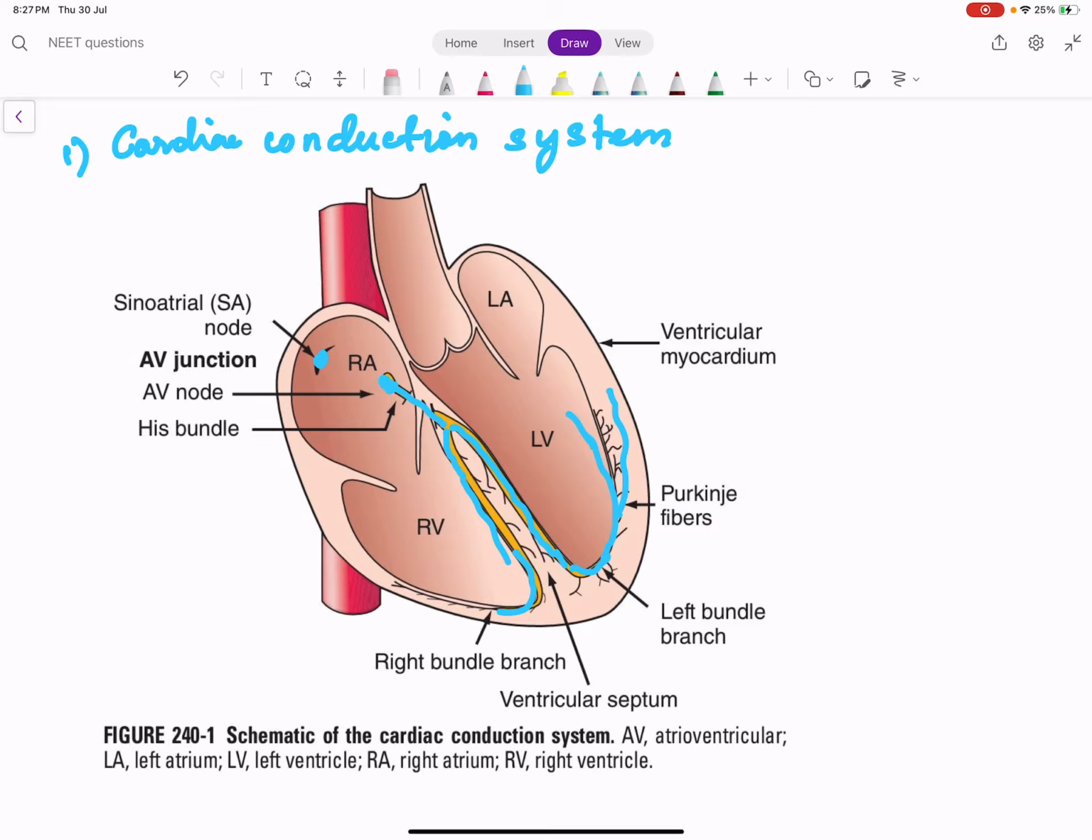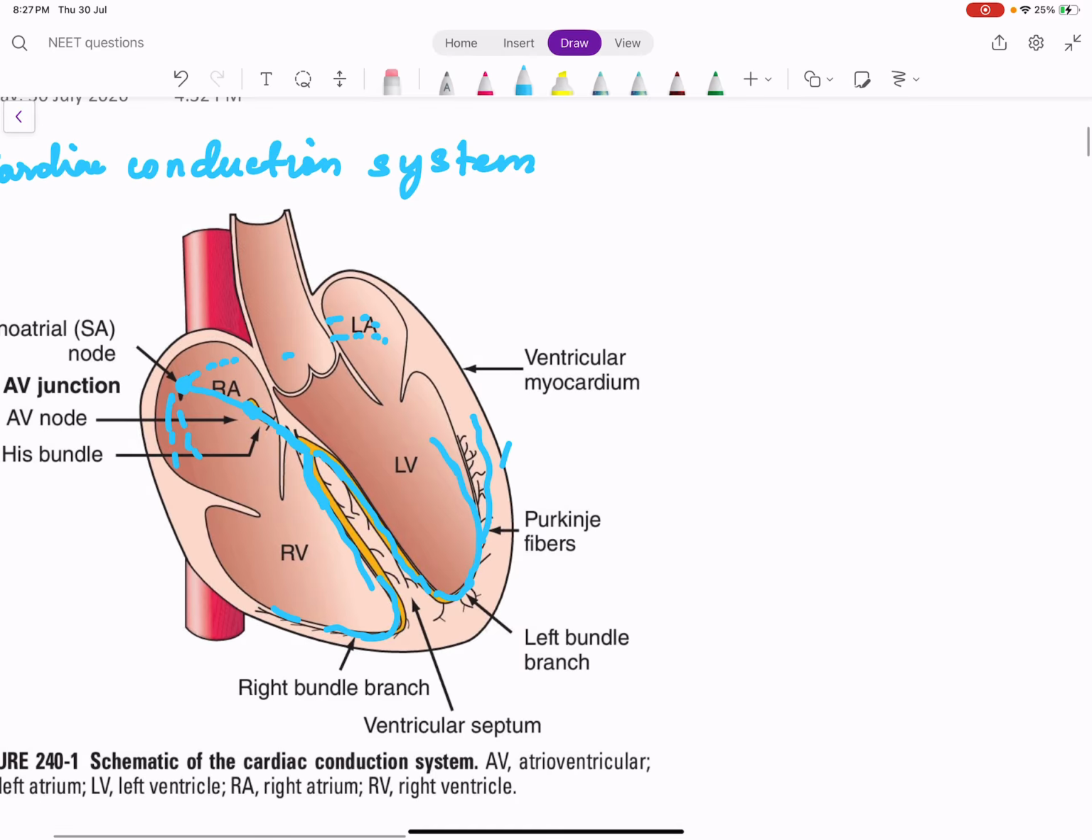Remember, the impulses from the SA node directly depolarize both the atria. But for the impulse to reach the ventricle, it has to cross the AV node. It has to go to the His bundle. It has to divide into two, and then only it can go to the right ventricle or the left ventricle.